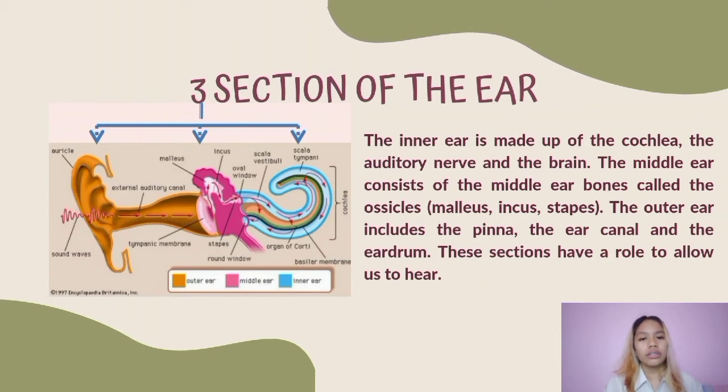The inner ear is made up of the cochlea, the auditory nerve, and the brain. The middle ear consists of the middle ear bones called the ossicles. The ossicles consist of the malleus, incus, and stapes. The outer ear includes the pinna, the ear canal, and the eardrum. These sections each have a role in allowing us to hear.